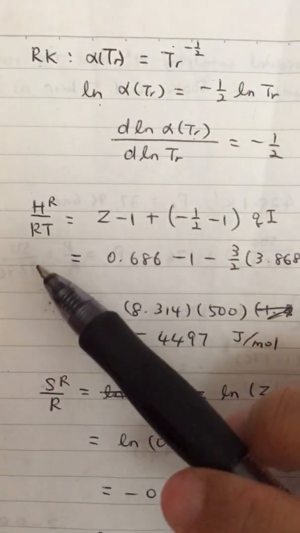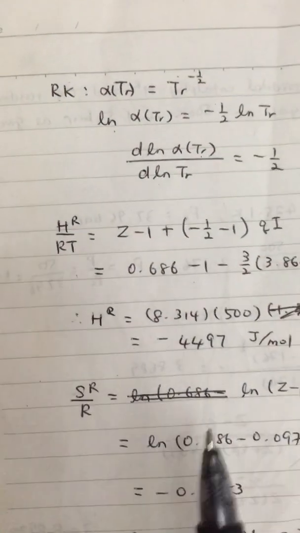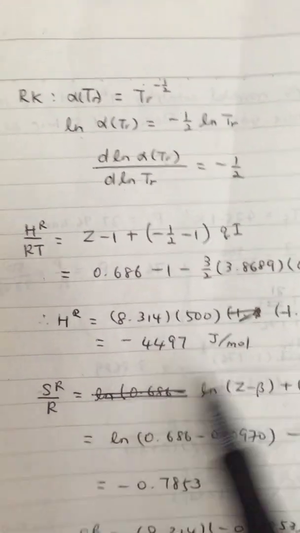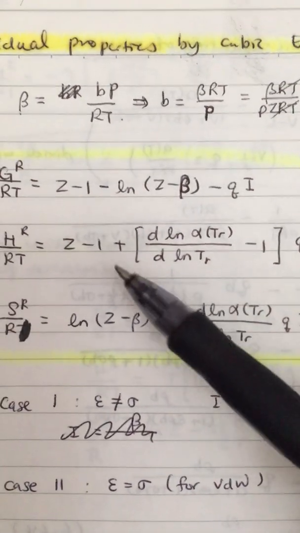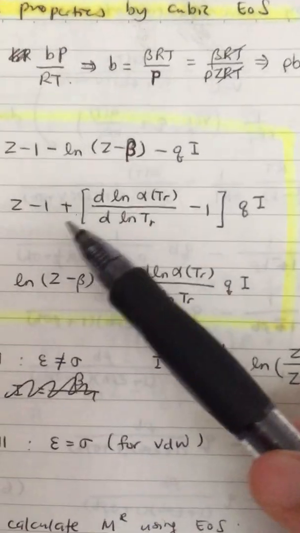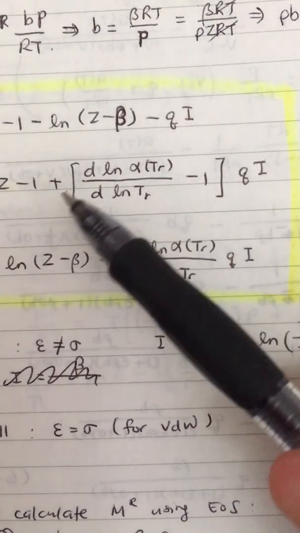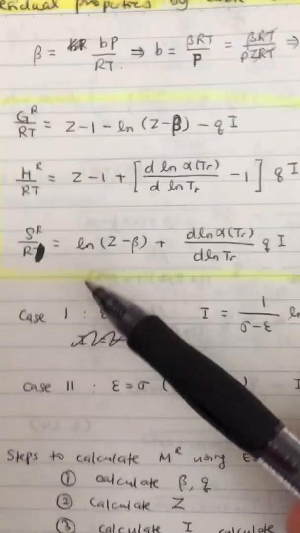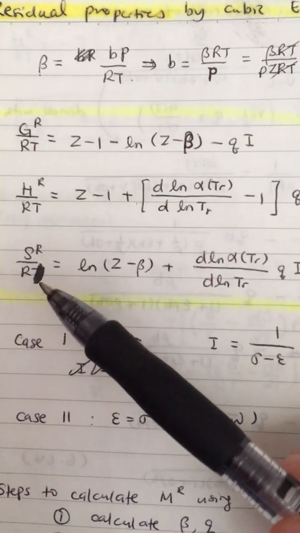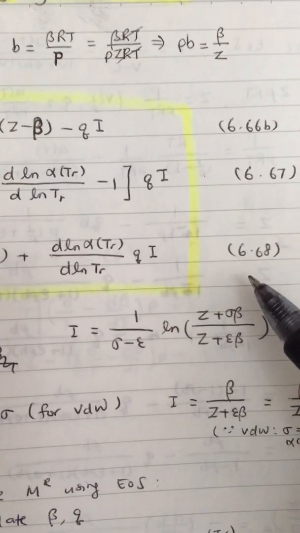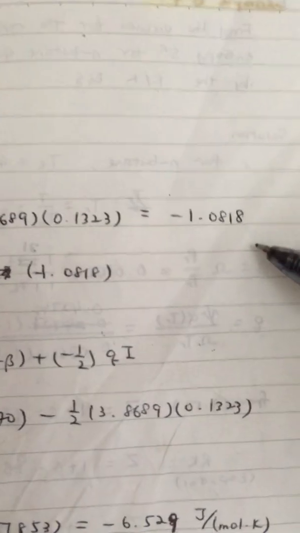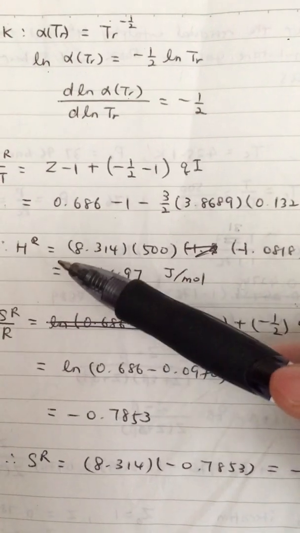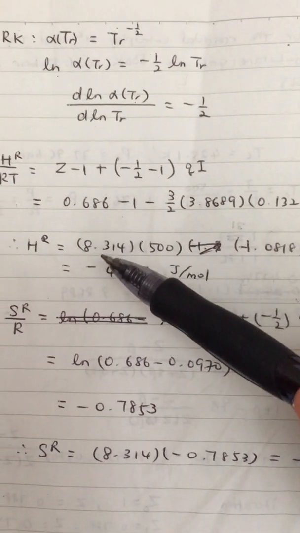For HR over RT, now you have all the parameters that you need. The original equation is this one. HR over RT equals Z minus 1 plus the bracket of d ln alpha over d ln TR minus 1, times QI. You have calculated all this, QI, d ln alpha and d ln TR, so you can just substitute the values inside, and this is given by equation 6.67, and SR over R is given by equation 6.68. You substitute the values, and you get HR over RT is negative 1.0818. For the final answer HR you need to multiply with R and T, because you have RT here.